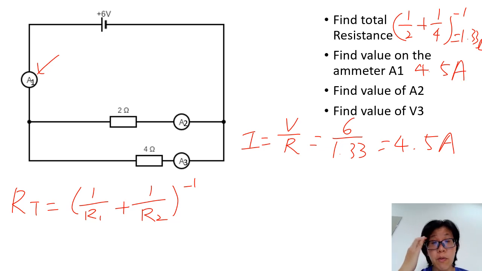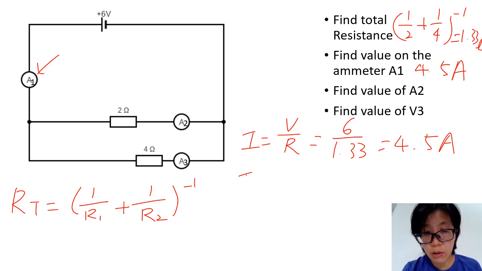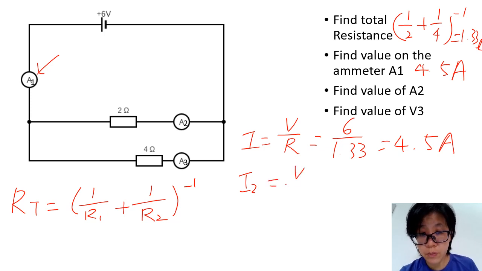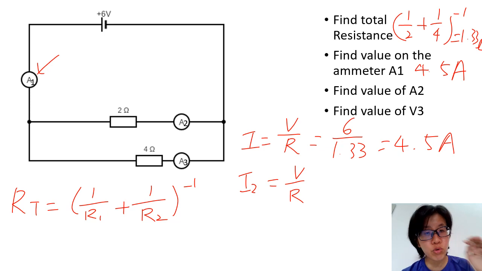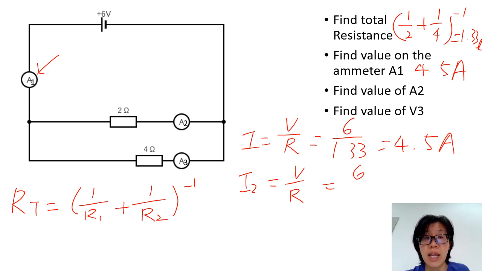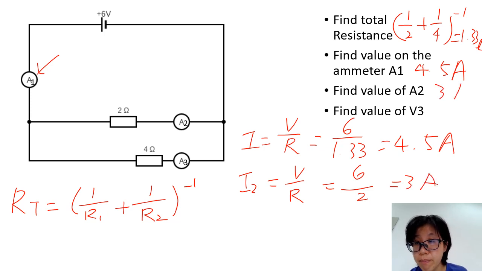Let's look at A2 now. Again, same thing, V over R. This time it is the current through the 2 ohm resistor. So 6, that's the only voltage value that we have anyway, over the resistance, because it's a 2 ohm resistor, is 3 ampere. So this is 3 ampere.